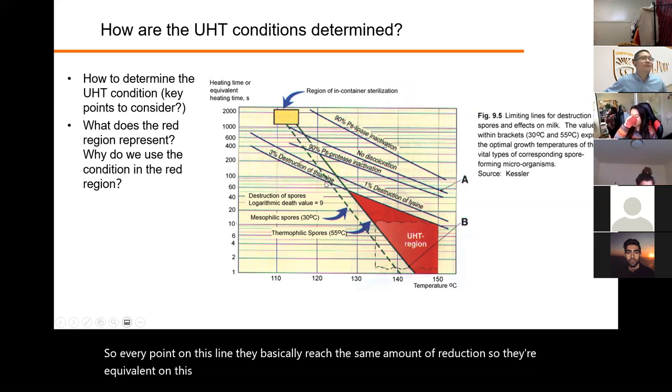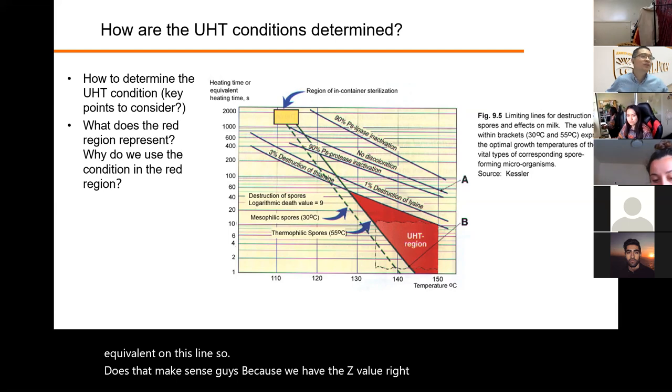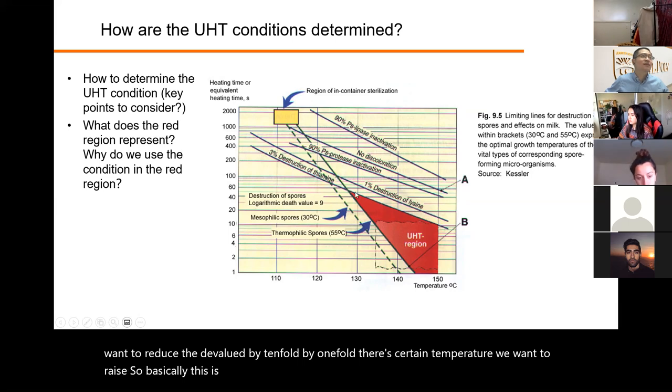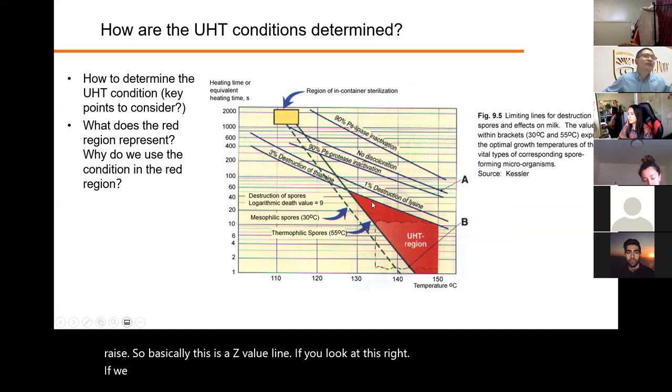Does it make sense, guys? Because we have the Z value, right? For every temperature, if we want to reduce the D value by one fold, there's a certain temperature increase we need. So basically this is a Z value line, if you look at this. If we see any region that is above this line, that means it's overprocessed.